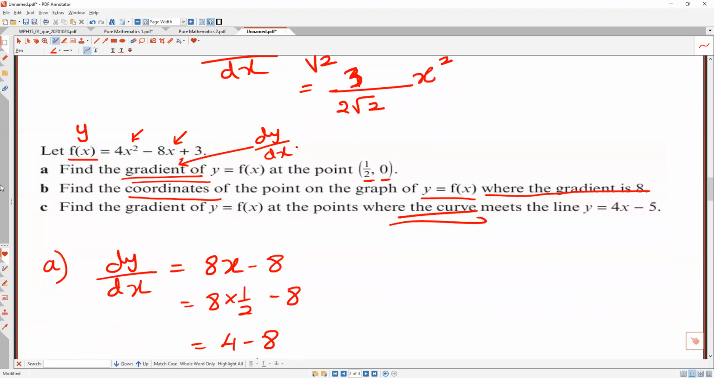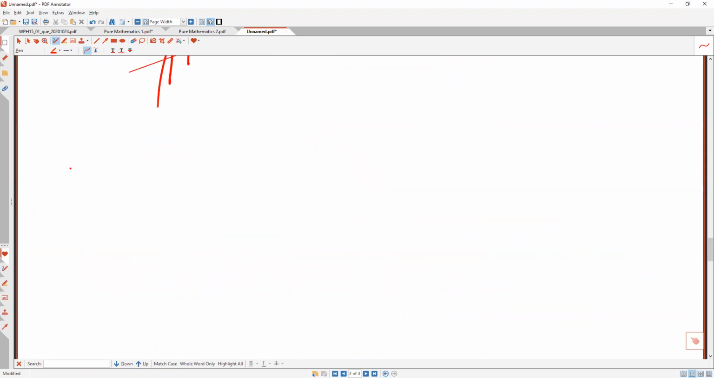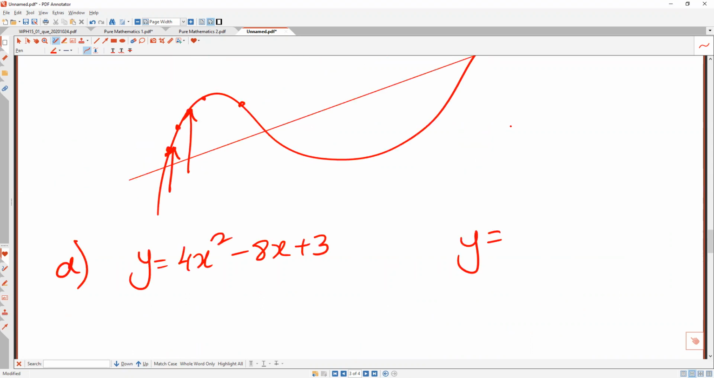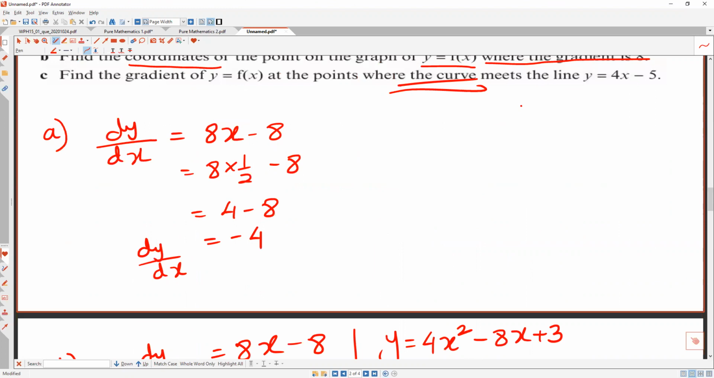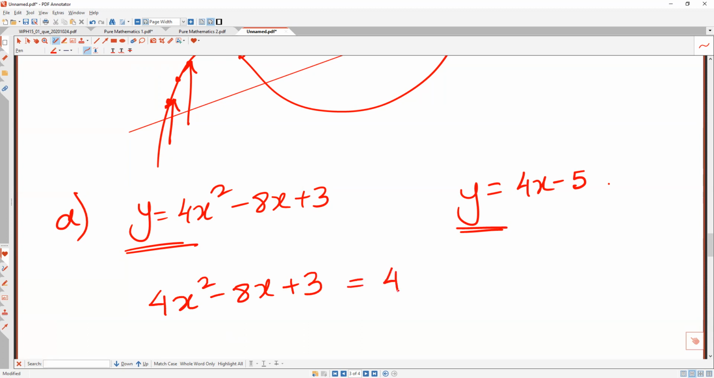Now, all you have to do: this is y is equal to 4x square minus 8x plus 3. This is, I think, the D part. And y is equal to 4x minus 5. You have to do simultaneous equation for both of them. This is y, this is also y. So 4x square minus 8x plus 3 equals to 4x minus 5. You will do this. I'll pause the recording. Simultaneous equation.